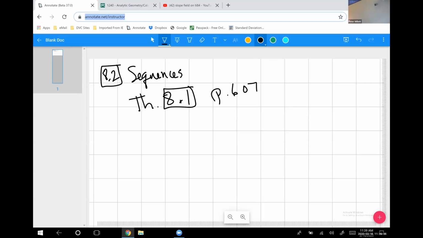So Theorem 8.1 says, suppose, try to write down some of the key parts of it. Suppose you have a function f of n, which is equal to a sub n for all positive integers n. So again, the notation for that is an upside down a. So this means that you could give the values of a sub n as a formula, like 2 times n or something like that, as an example.